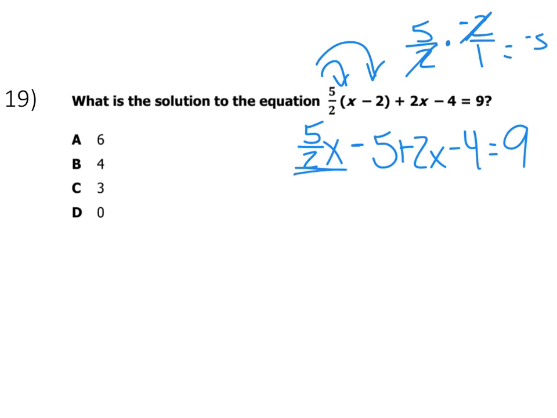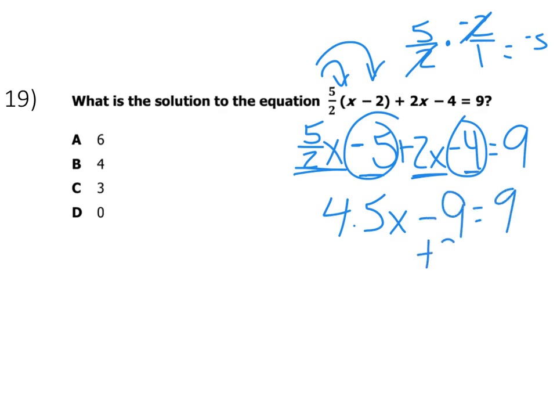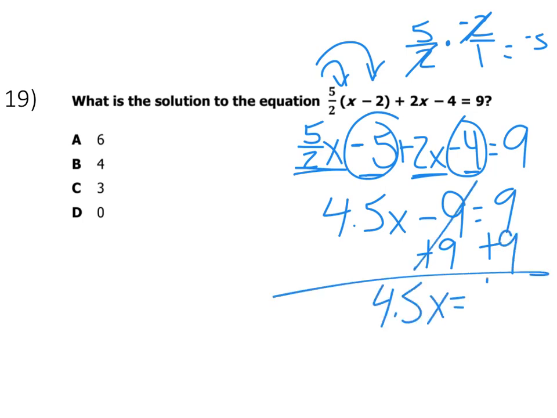So I'm going to combine like terms here and here. If I combine 5 over 2x plus 2, I'm going to get 4.5x. And then this and this, I'm going to get negative 9 equals 9. So add 9 to both sides. 4.5x equals 18. Divide by 4.5. That cancels out, and x equals 4.